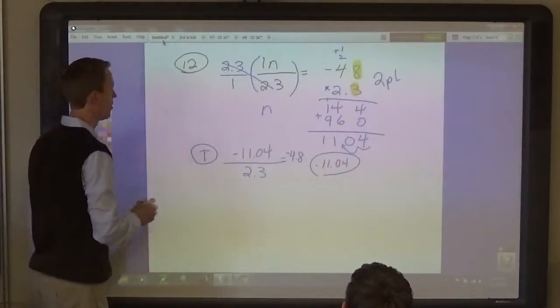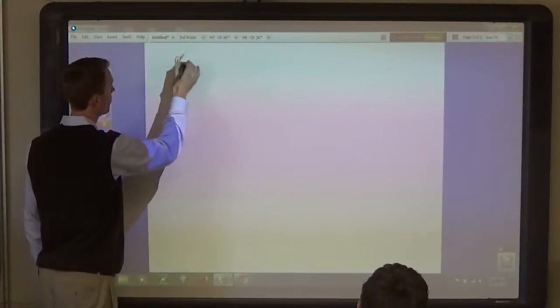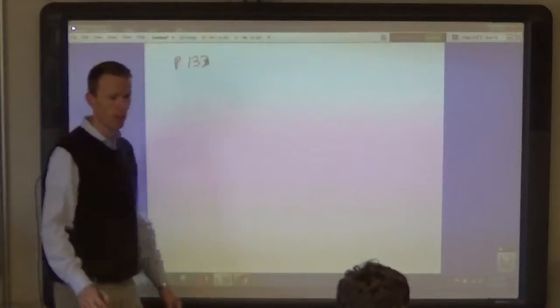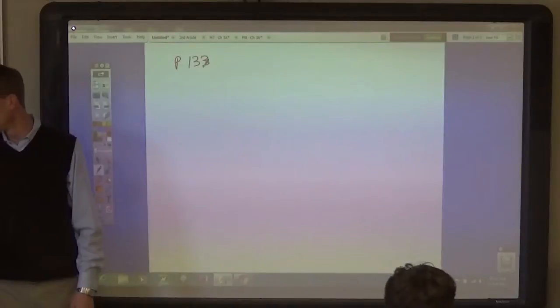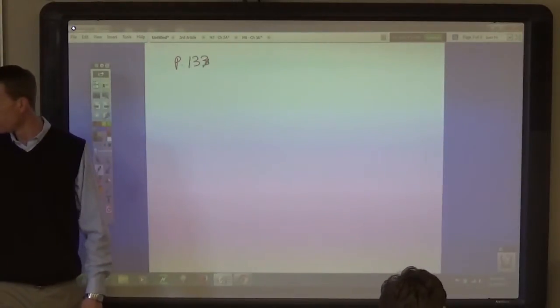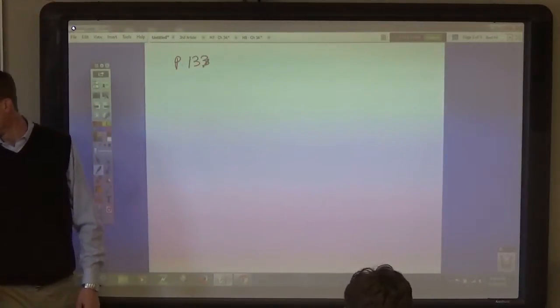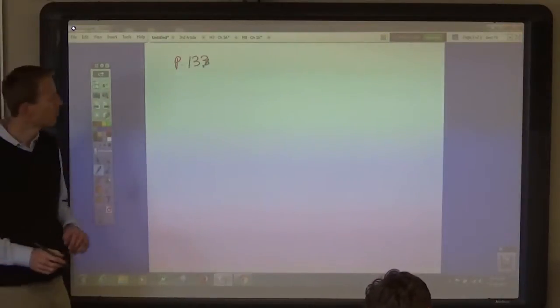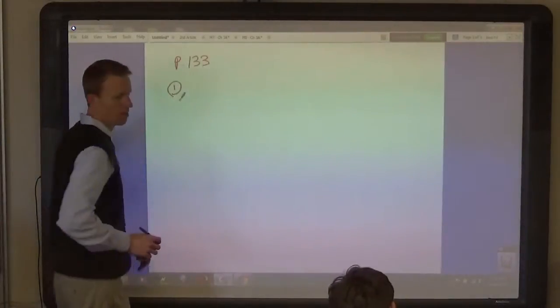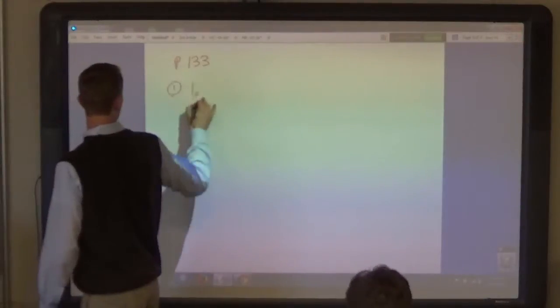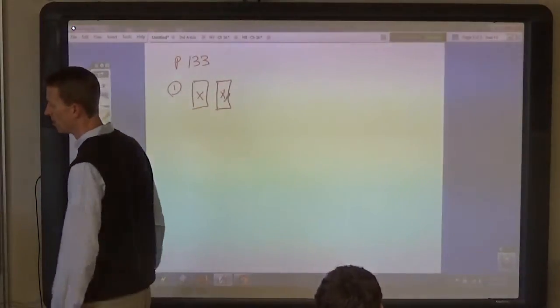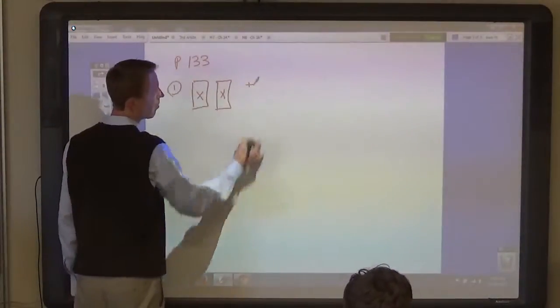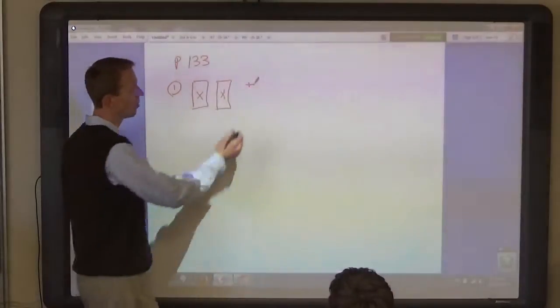Page 133. Let's do some more models. This is what I want you to do for tomorrow. Number 1. You're going to copy that model. It says write an equation for each model, and then use those tiles to solve the equation. So here's what I want you to do. Copy the model, and you can just put boxes for x's. Circles. And you can put either a plus sign or a minus sign with the circles.